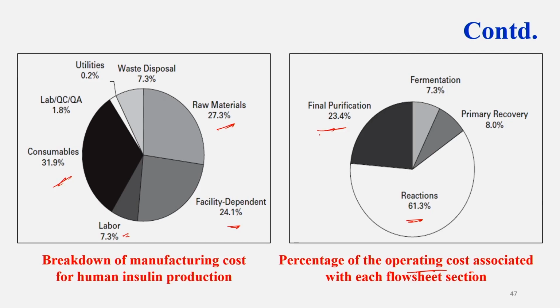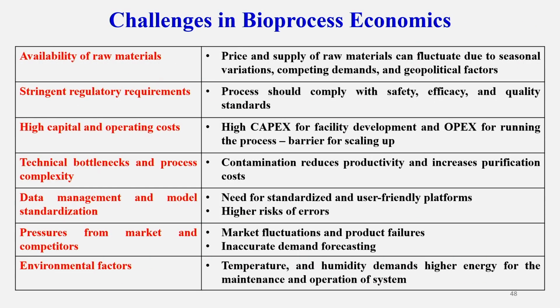Then final purification, or you can say downstream, is again a costly process, but in fermentation you see there was media cost and other things, it accounts only 7.3% or 8% of the total cost. So, if you consider this 8% also, you just see 8% is coming from the upstream, and then 92% is accounted from the downstream processing. So, in this way you can analyze and understand the bioprocess.